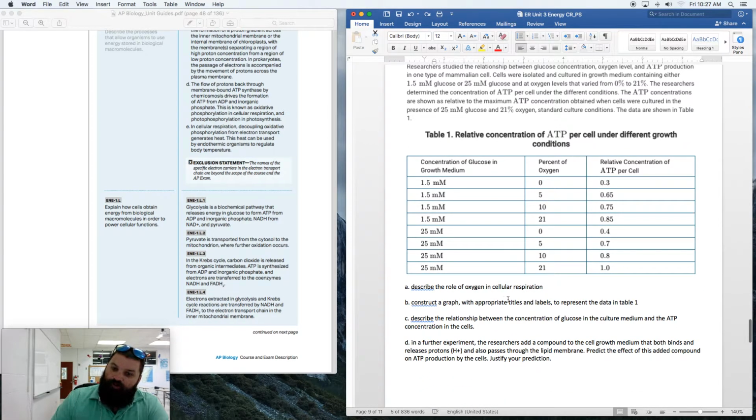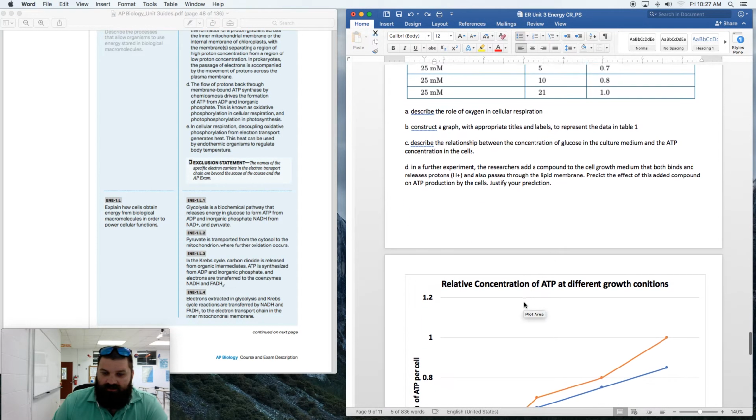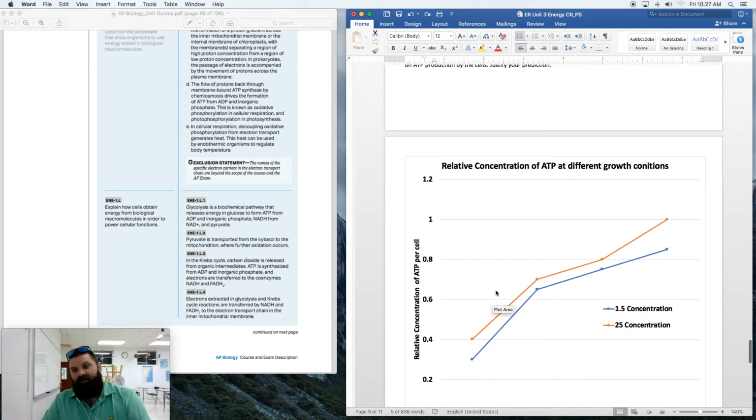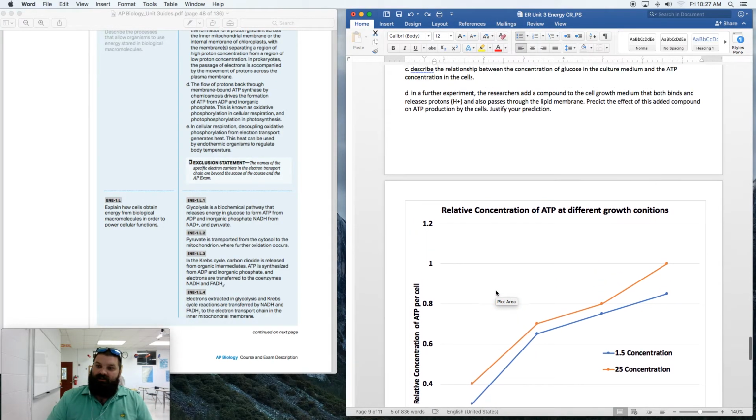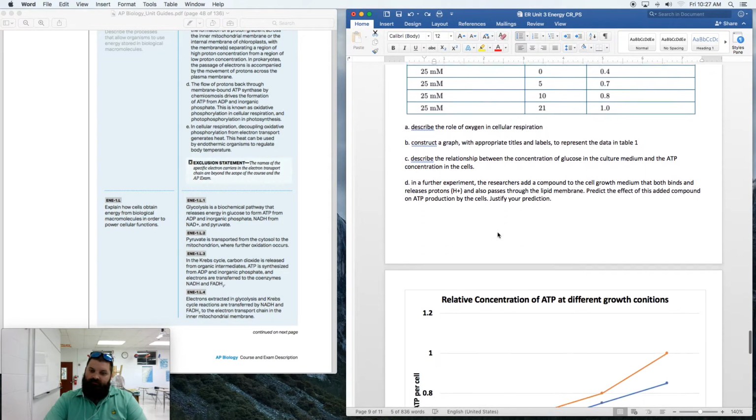Construct a graph with appropriate labels and titles. All right, this is very likely what they're going to ask you to do on the test in some capacity. I would imagine that they're going to have you build a graph. So let's practice. Hopefully you got a graph that looks like that, and we'll look over it in a minute. But when you see a data table like this, the left-hand column is going to be your independent variable, usually.